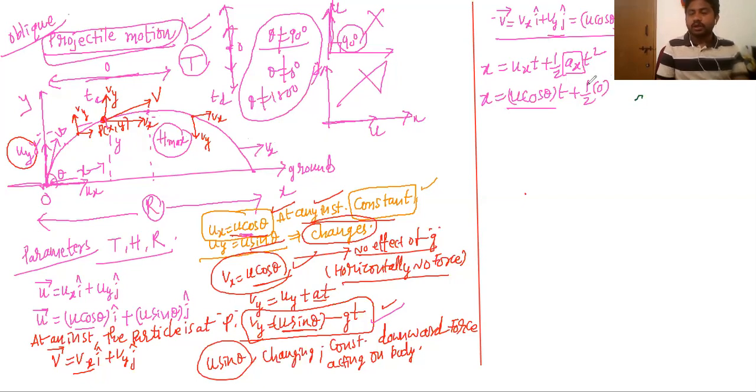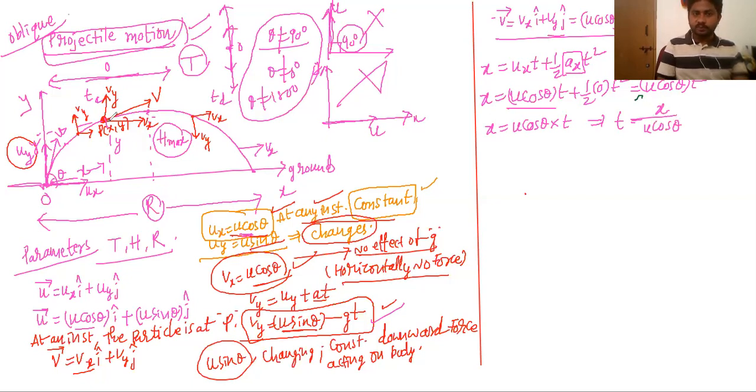Understand? If a body is moving with constant velocity, what is the acceleration? It's zero. So zero into t square. So you get u cos theta into t. So I can write x is equal to u cos theta into t. So from here, t is equal to x by u cos theta. After this time only we are finding.